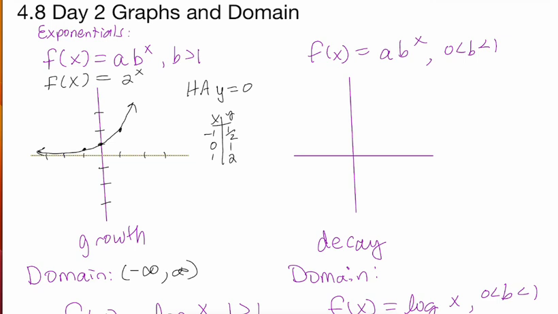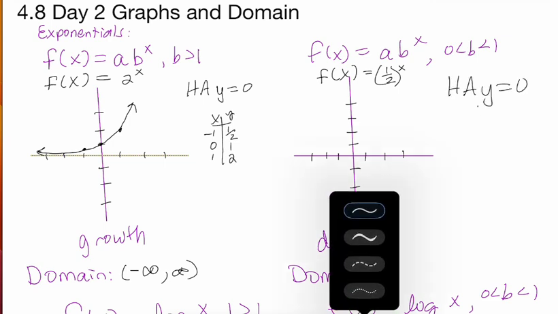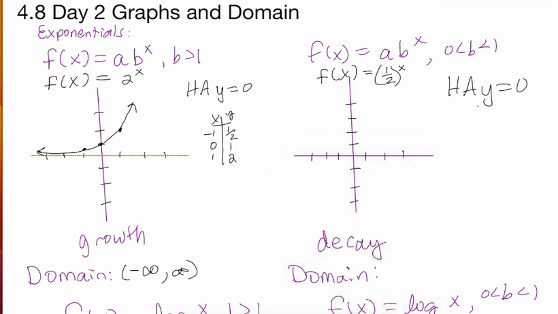Now I want to give you an example of a decay. So let's go ahead and graph 1/2 to the x. We want our base to be a number between 0 and 1. So proper fractions are good to deal with. So let's make that 1/2. Again, we do have a horizontal asymptote at 0. So let's go ahead and put that on our graph. We never cross that line.